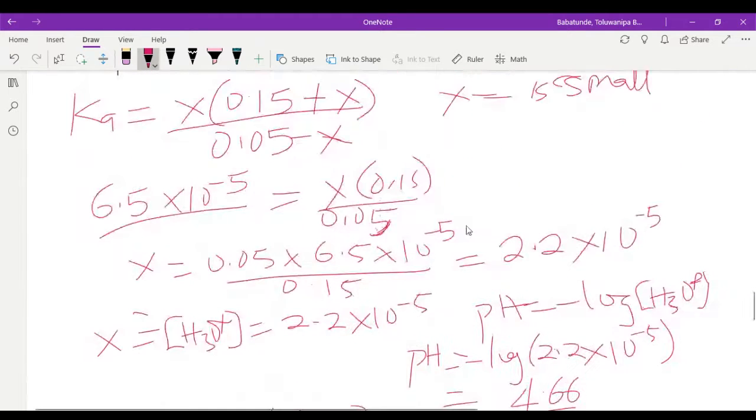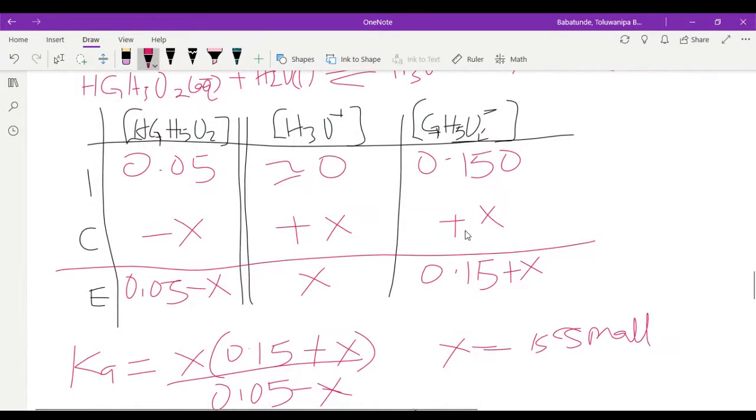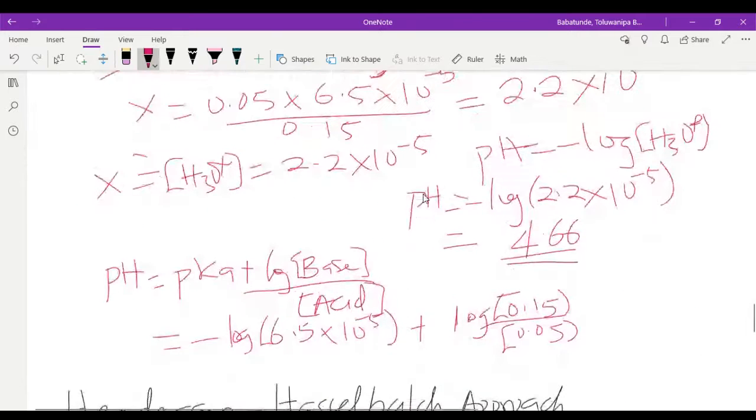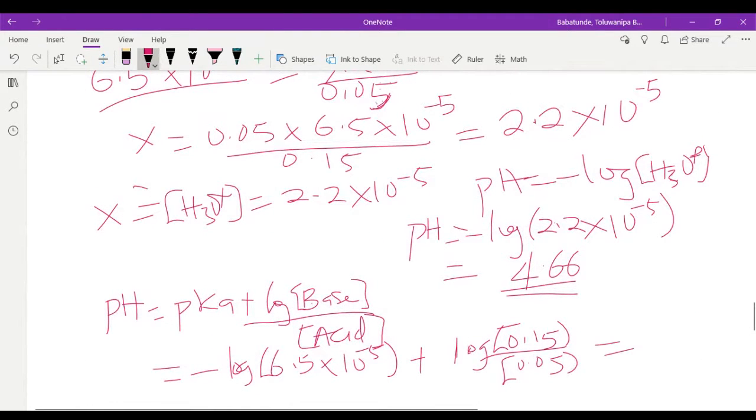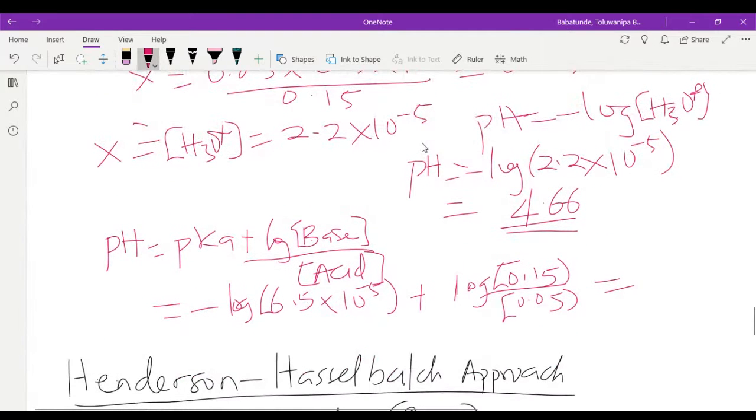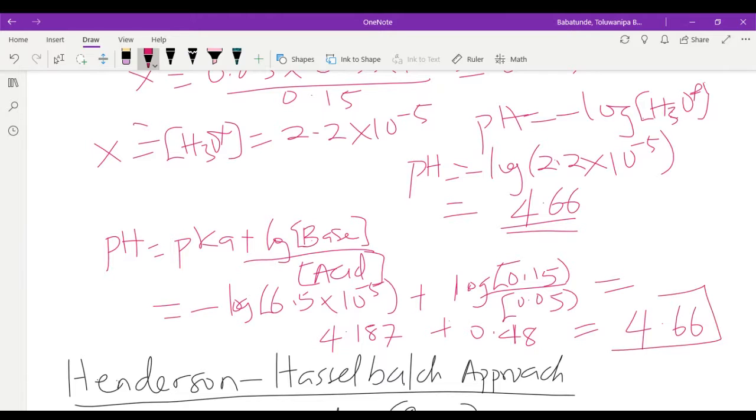So that is from the question. Initial concentration that we have 0.05 and 0.150. So if you plug that into calculator and solve, this is going to give us 4.187, and this is going to give us 0.48, and if you add everything together, it's going to give us 4.66. So that is another way we can find that. So that is kind of the same.